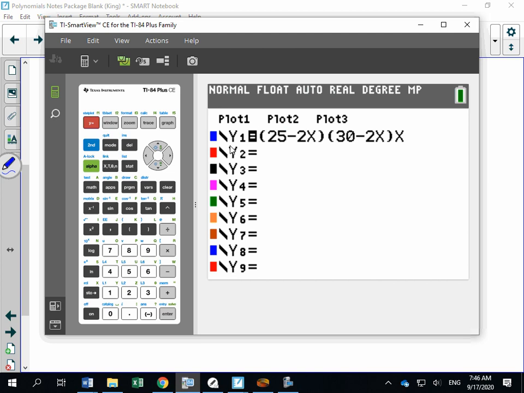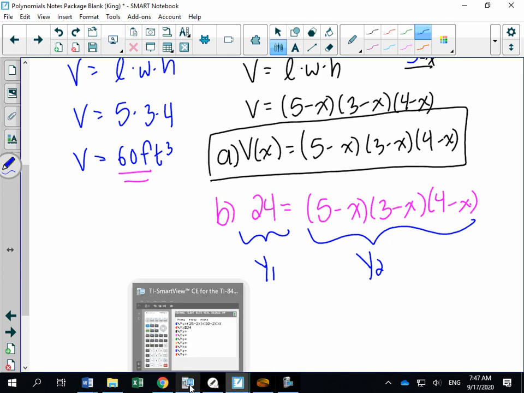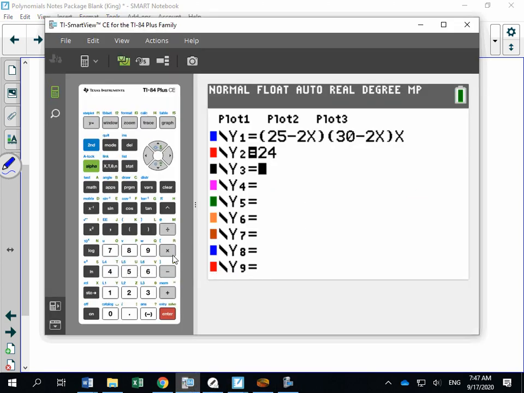And I actually already have the second question typed in, so I'm just going to unselect that. And let's type in 24. And then let's type in our 5 minus x, 3 minus x, and 4 minus x. So open bracket, 5 minus x, close that bracket. The width was 3 minus x, and the height was 4 minus x.